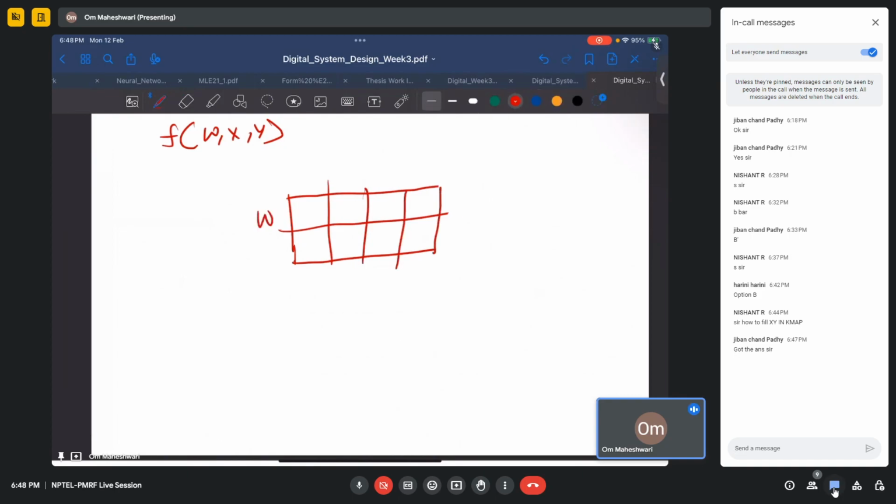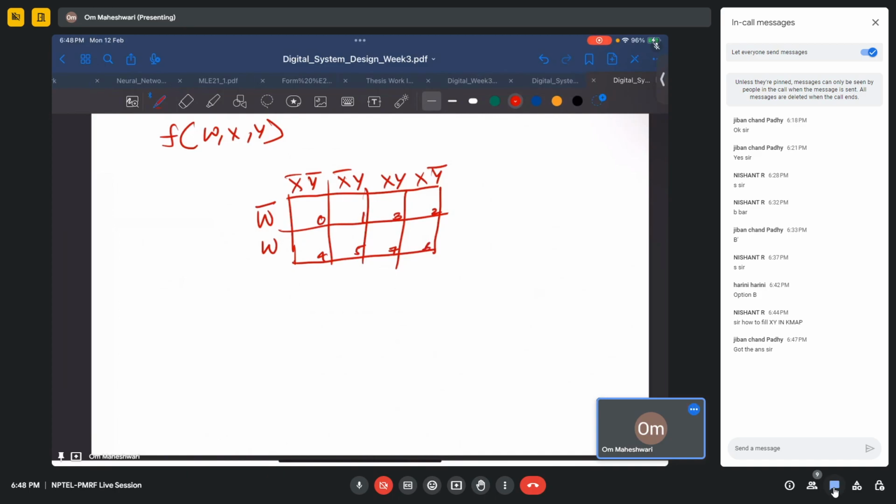Let's say take w bar w, x bar y bar, x bar y, x y, x y bar. So this is the most important thing you need to remember in K-map, that this comes before this. 0 0, 0 1, 1 1 comes before 1 0. So this will be 0 1 3 2 4 5 7 6.